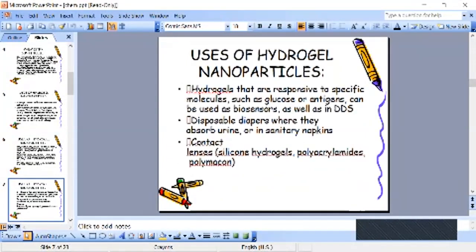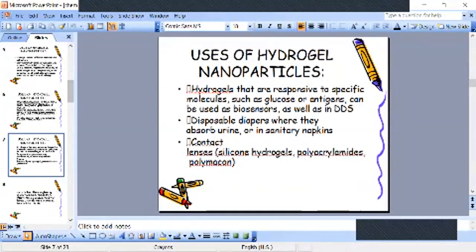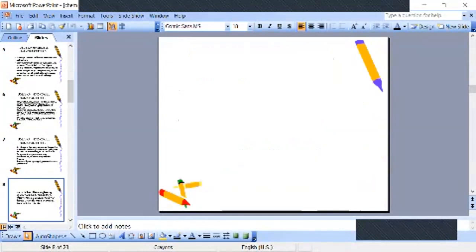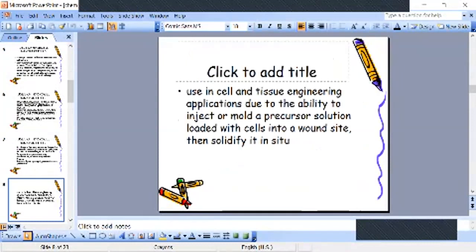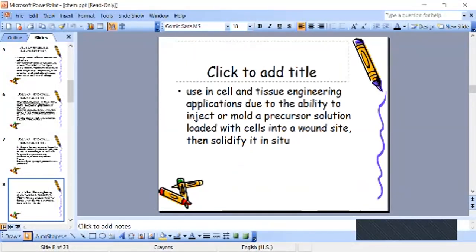Hydrogels that are responsive to specific molecules such as glucose or antigens can be used as a biosensor as well. They are also used in disposable diapers, to absorb urine, or in sanitary napkins. Hydrogels are used in contact lenses, silicone hydrogels, polyacrylamides, and polymethacrylates. Hydrogels are also used in cell and tissue engineering applications due to their ability to inject or hold a precursor solution or cells into a host site, then solidify it in situ.